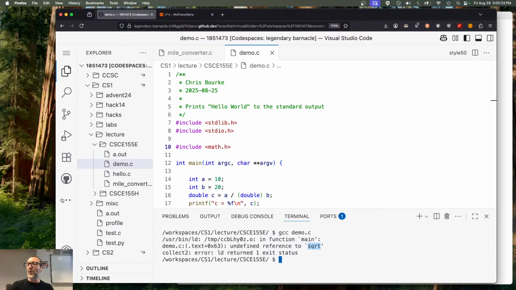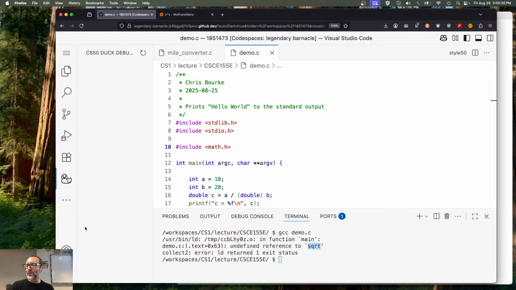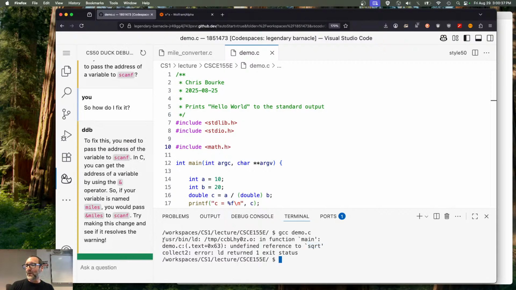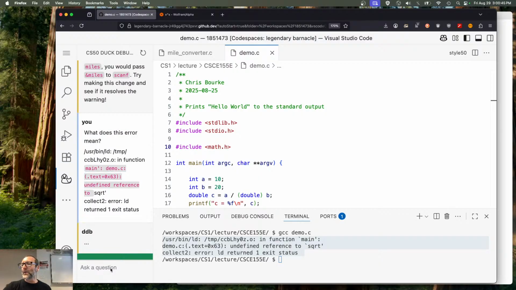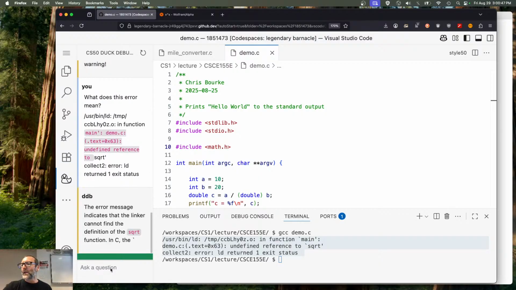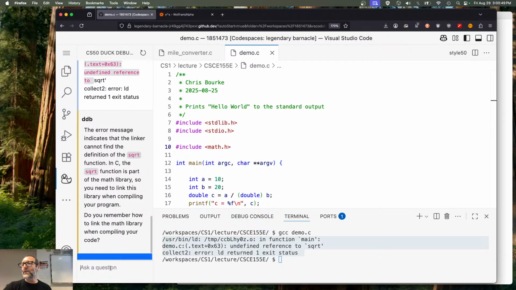So once again, if you're going to use your rubber duck debugger here, then go ahead, right? Hopefully it'll, what does this error mean? Right? And I'll just cut and paste it there. There we go. Indicates that the linker cannot find the definition of the square root function. And see, it's part of the math library. So you need to link in this library when compiling it.